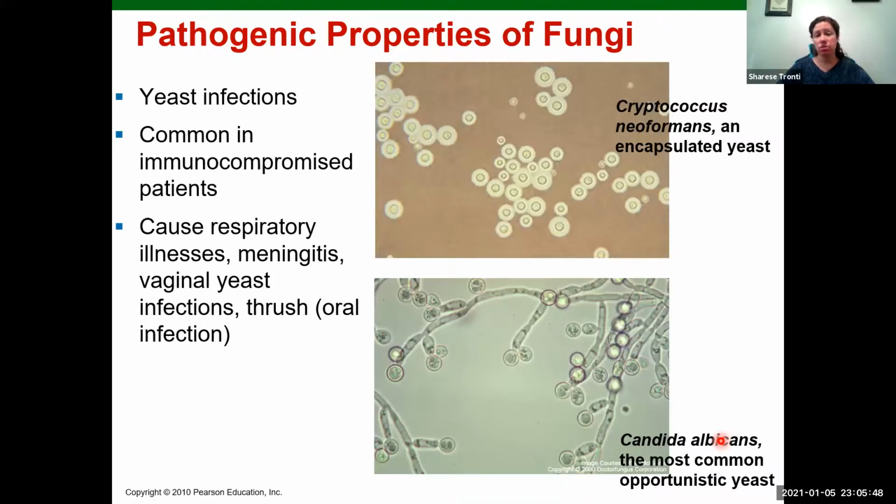Yeast infections are an example of an infection by a fungus. We mostly see yeast infections in immunocompromised patients. It's a very common issue with immunocompromised patients. They can cause respiratory illnesses, meningitis, vaginal yeast infections, and thrush in the mouth. These are examples of yeast infections.